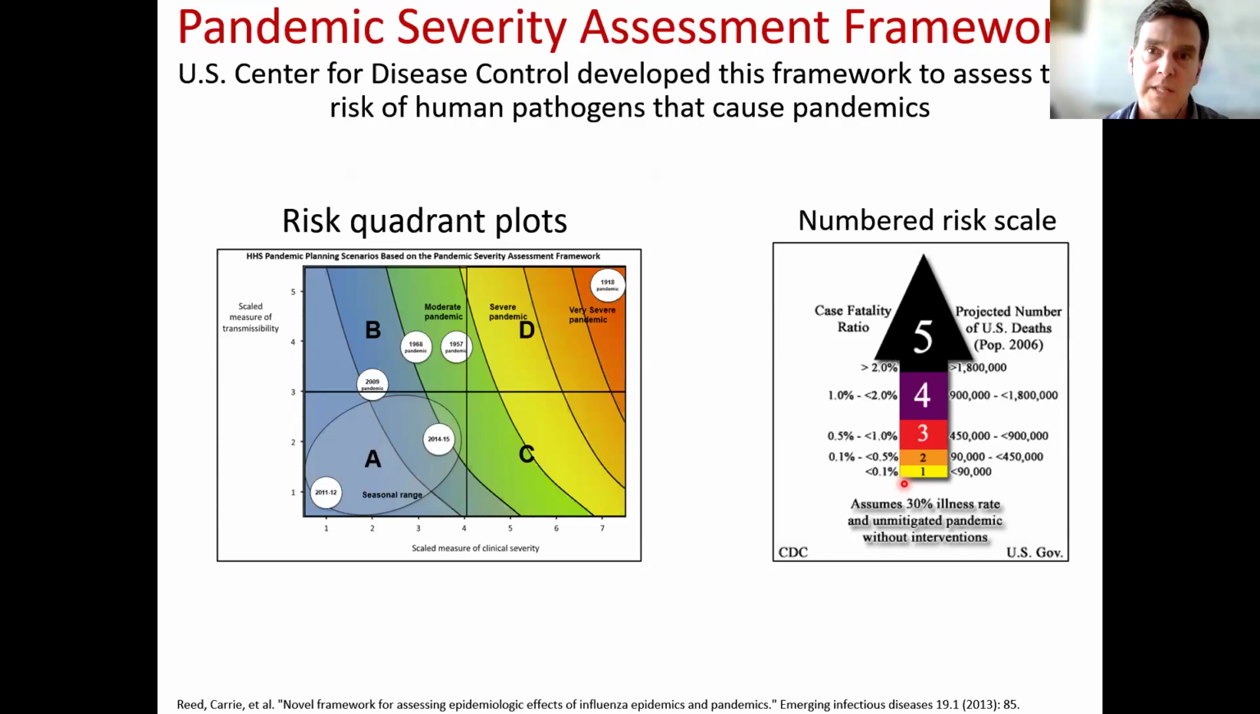It was developed by the US CDC, and it was a framework to assess the risk of human pathogens that cause pandemics. The two main parts of it that I'm going to take from it for these next few slides are thinking about risk in terms of quadrant plots, which is what I already showed you, and also having some type of numbered risk scale. And by doing this, it allows you to communicate your results to stakeholders really well.